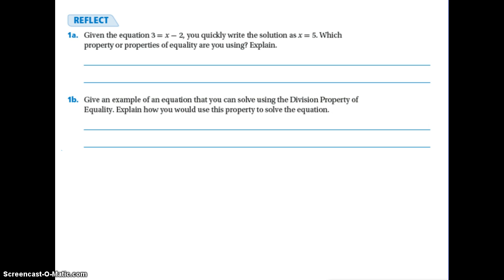Alright, it says given the equation 3 equals x minus 2, you quickly write the solution as x equals 5. What property or properties did you use for this? Well, first off, you would need to add 2 to both sides, so that is the addition property. And notice that it says x equals 5, not 5 equals x, so we actually are using what we call the symmetric property.